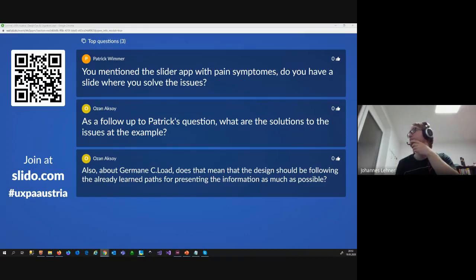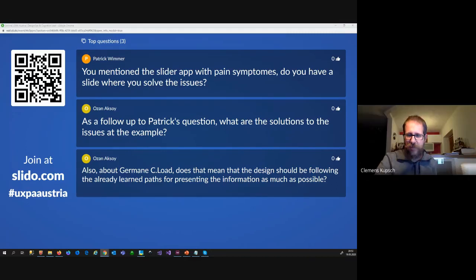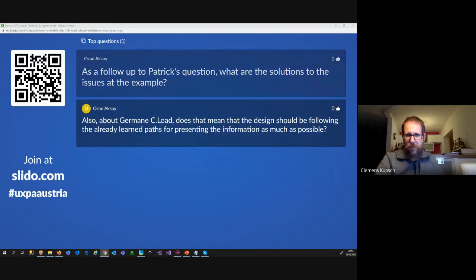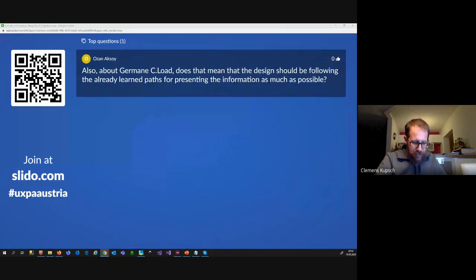As a follow-up, what are the solutions to the issue? In the example that you said, you mentioned that you removed the slider completely. Was that right? Yes. Okay, so I think both can be marked as answered, but I can add a bit to that. Of course, you need to have an alternative way of entering the symptoms then, and typing in a value is also not an optimal thing.